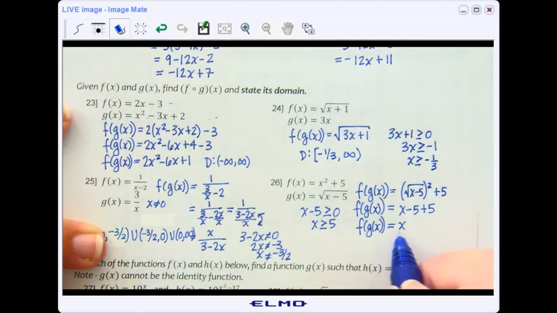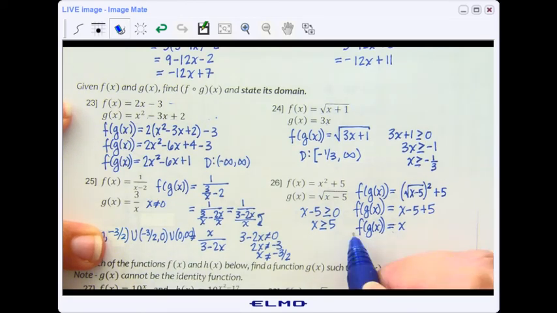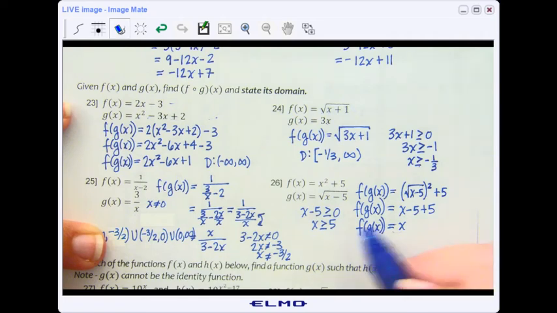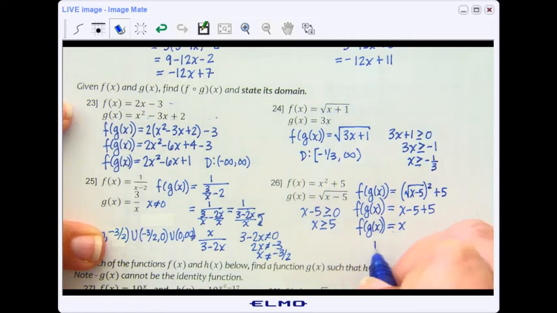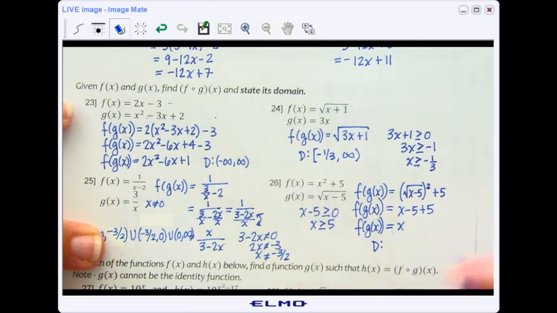So even though the identity function has an infinite domain, the domain of a composite function can only be defined for all of the values of x in the domain of the composite function that are also allowed in the domain of the input function. So since the input function has to be greater than or equal to 5, the domain of the resultant function has to also be greater than or equal to 5. So it's from 5 to infinity.